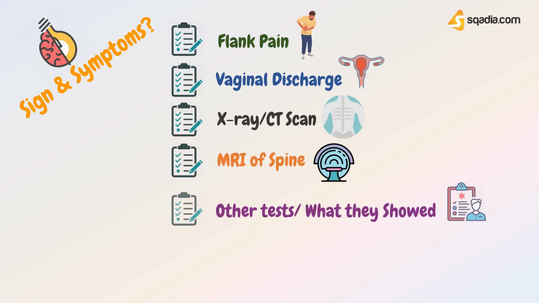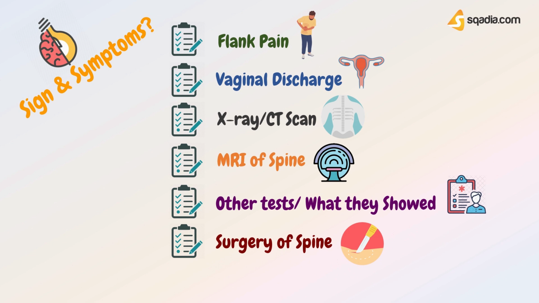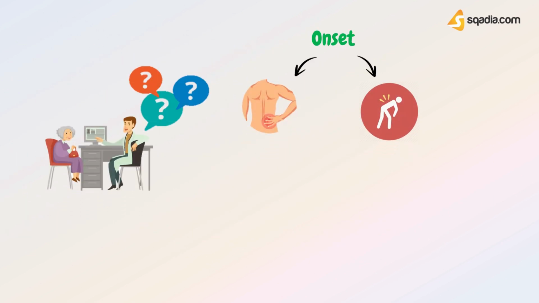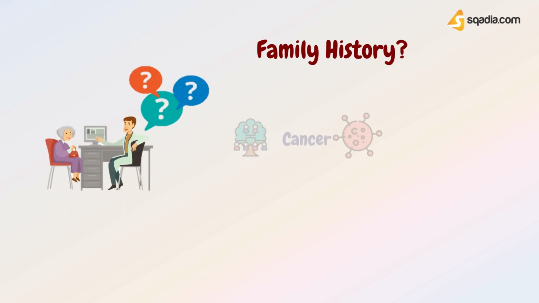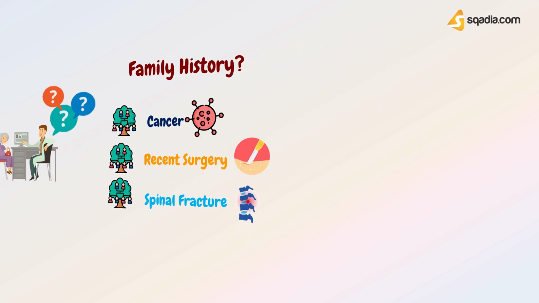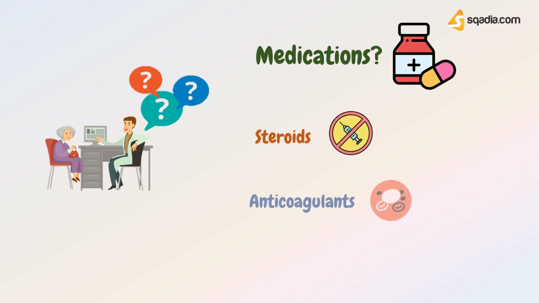You will also ask the patient whether they have ever had an X-ray, CT scan, or MRI of their spine, or any other tests of their backbone, and what they showed, and whether they have ever had surgery on their spine. You will ask your patient if their back pain began after a back injury or fall, and the precise location of the pain. You will ask the patient if they or anyone in their family have had any of these conditions: cancer, recent surgery, or spinal fracture. You will ask the patient if they are taking any regular medications, particularly steroids or anticoagulants.